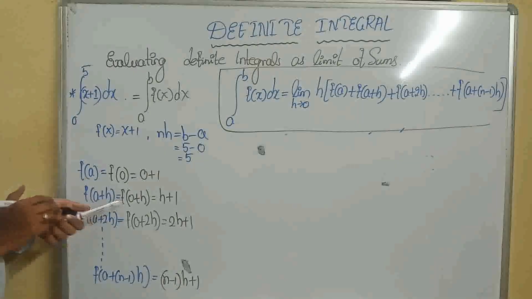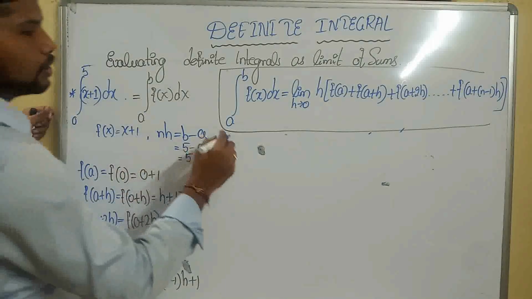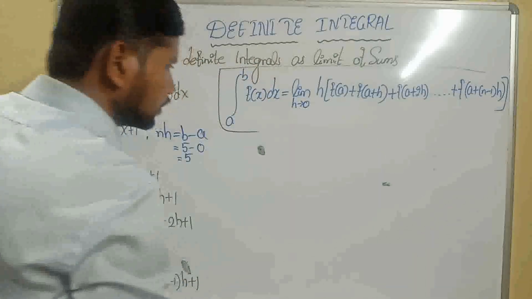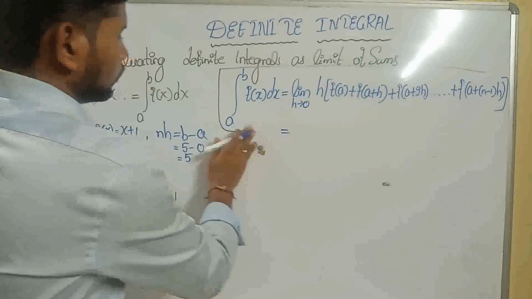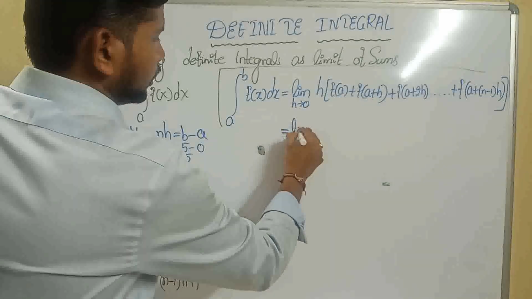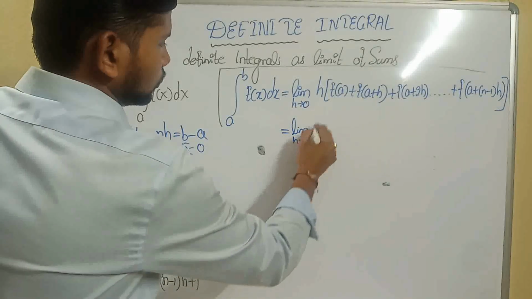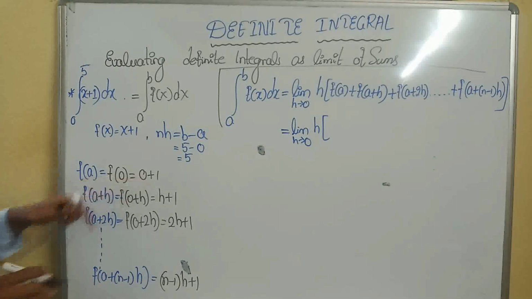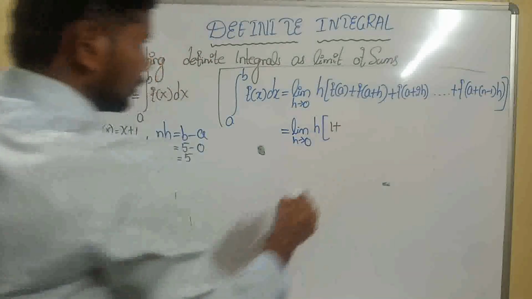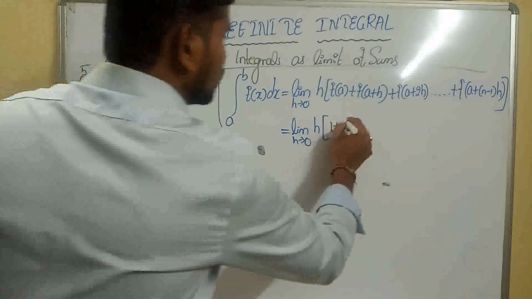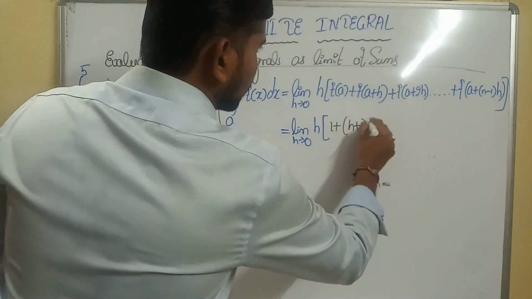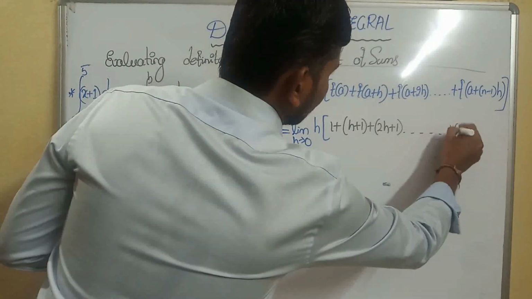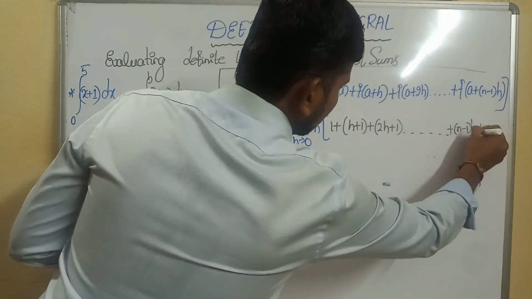Now I prepared all the values. It is necessary to substitute the values. I'd like to substitute one by one here. Concentrate on the board. It will be the limit as h tending to 0, h into bracket. What is the f of a value? f of a will be 1. f of a plus h is h plus 1. The next value is 2h plus 1. So on, up to the last value, n minus 1 into h plus 1.